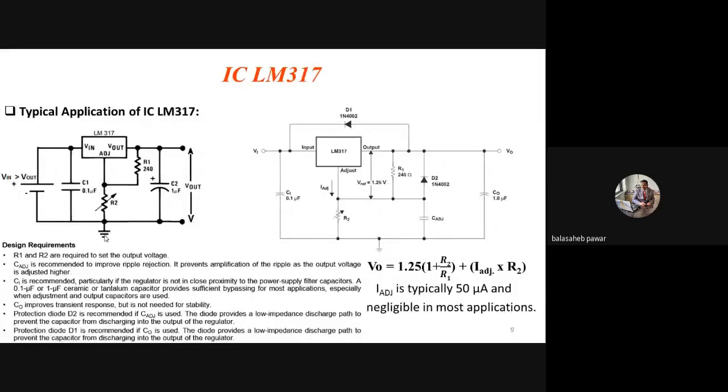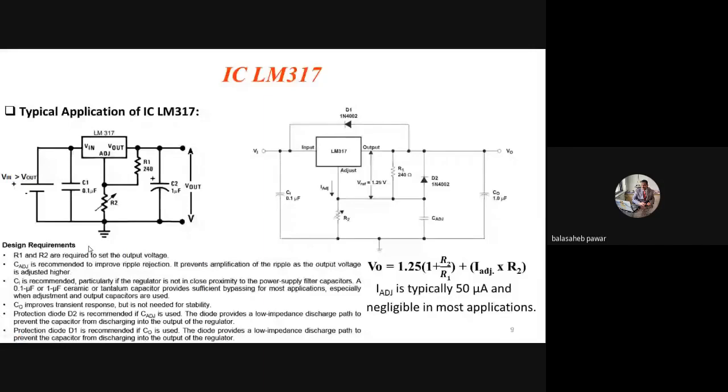If I make it 0, that means if I short circuit R2, R2 becomes 0. Looking at the formula VO equals 1.25 in bracket 1 plus R2 by R1, if R2 is considered 0 ohm, I get the output voltage as 1.25 volt as a minimum. That is the minimum value of R2, 0 ohm. Again, omitting I adjustable into R2, if I want the output as 37 volt, that is the maximum output voltage, how much should be the value of R2?